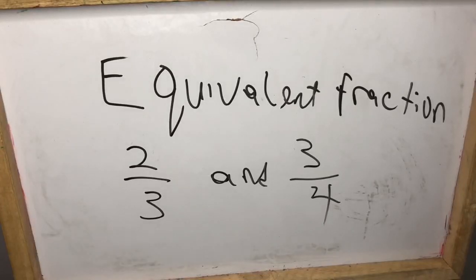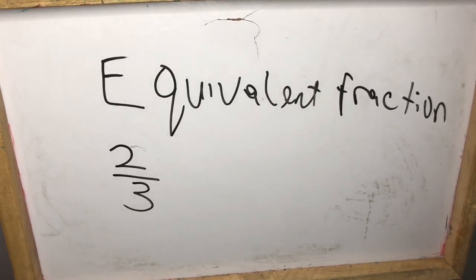Good day, my viewer. Today I want to discuss equivalent fractions. 2 over 3 and 3 over 4 are the examples of fractions I'm going to use to explain equivalent fractions. Now, equivalent fractions just means that the other fractions you are going to get will have the same value as the fraction you are looking for its equivalent.